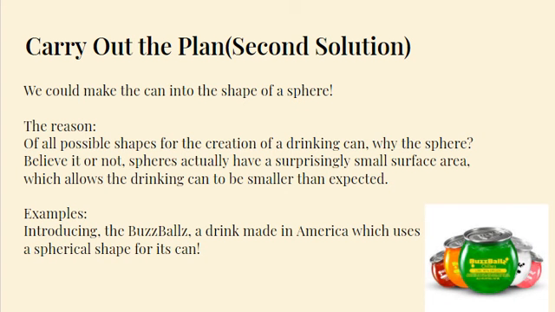So I am Jin Hao and I will explain the second solution. Our second solution is that we can make the can into the shape of a sphere. The reason behind this is that of all the possible shapes for the creation of a drinking can, the sphere has a smaller surface area, which allows the drinking can to use less material. For example, Bus Balls, a drink made in America, uses a spherical shape for its can.